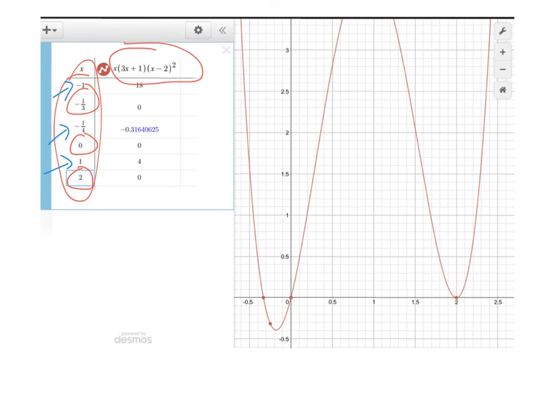And again, the graph, like I said previously, looks like a W, and we are only touching at +2 versus crossing at -1/3 and 0 due to the multiplicity of our zeros. Remember, 2 had a multiplicity of 2, which is even, so we're only going to touch at that x-intercept rather than cross.